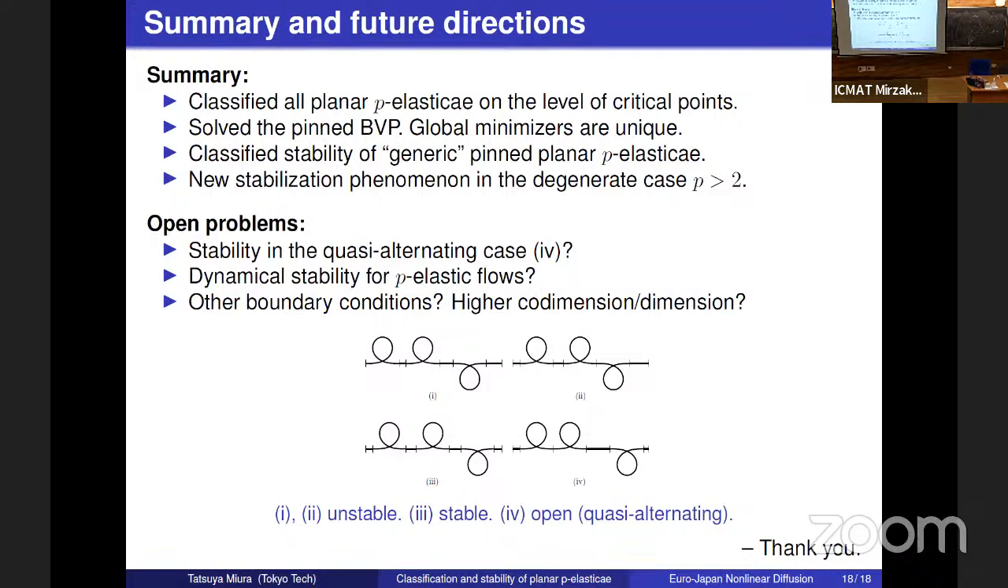I have classified all the critical p-elasticae at the level of critical points, solved the pinned boundary value problems, found unique global minimizers, and turned to the stability analysis. For generic critical points, we have classified the stability. And in fact, we have discovered a new stabilization phenomenon in this degenerate regime. And there are some open problems. The trivial open problem is the remaining classical alternating case. In this case, we don't know whether it is stable or unstable. Actually, this is completely open.